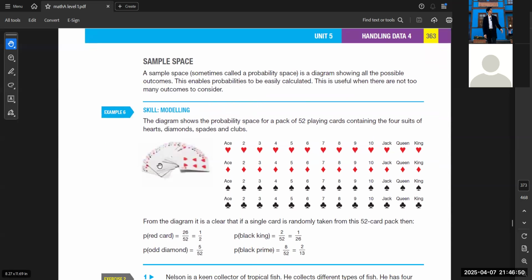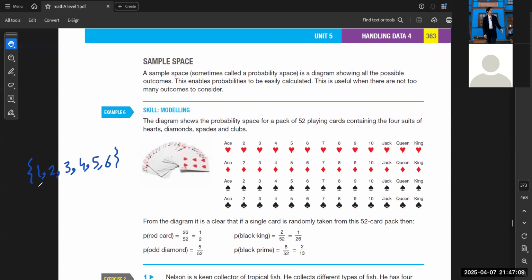Next up, we have sample space. Sample space is basically a diagram or a set or a way to describe how many possible outcomes there are. Okay? So for example, if you're rolling a die, it's very easy to say that the possible outcomes are 1, 2, 3, 4, 5, 6.